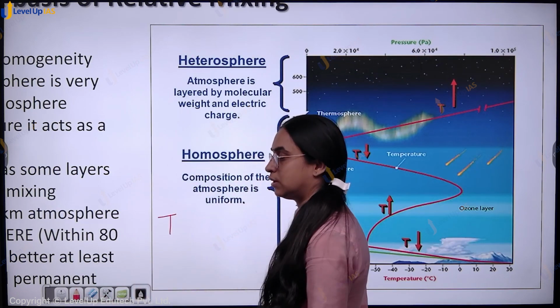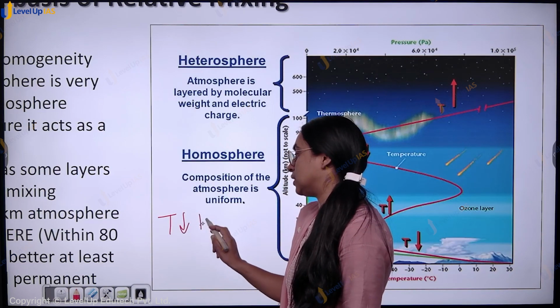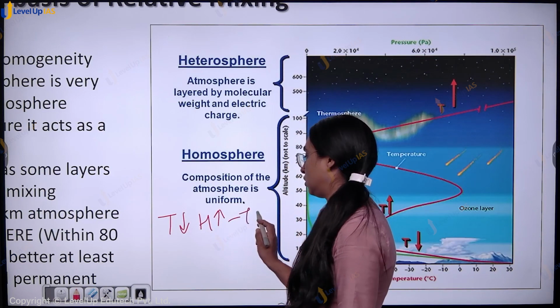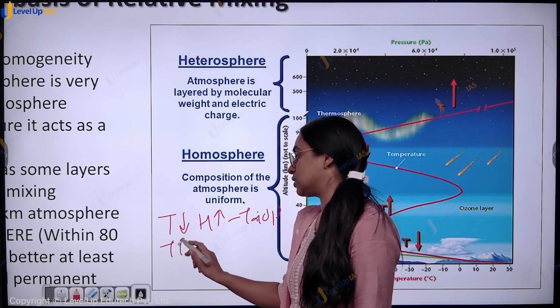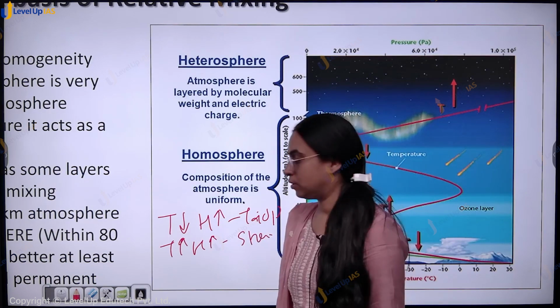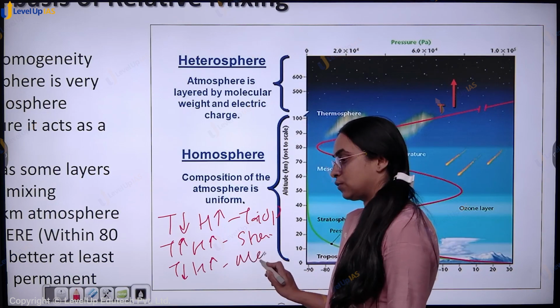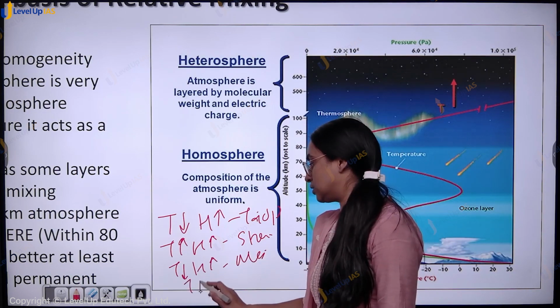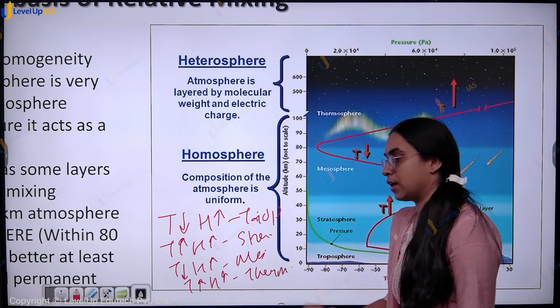Temperature, look at here. The temperature reduces with the increase in height in troposphere. Just write keywords. The temperature increases with the increase in height in stratosphere. The temperature reduces with the increase in height in mesosphere. And the temperature increases with the increase in height in thermosphere and exosphere.